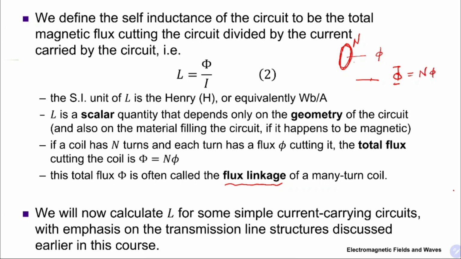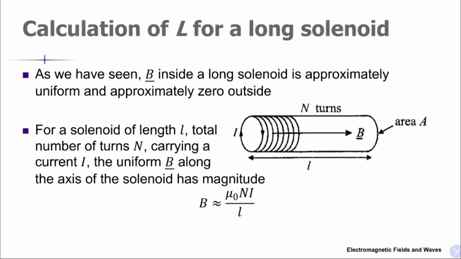Okay, so we're now going to look at some structures and calculate their inductance. Long solenoids. Just now in our previous topic, we worked out the magnetic flux density inside a solenoid, which is equal to mu naught n times I over L.